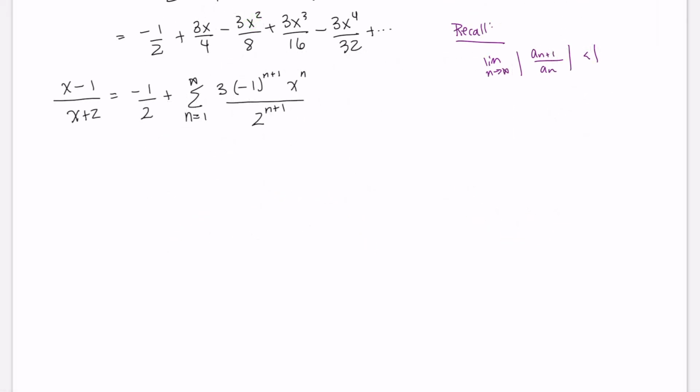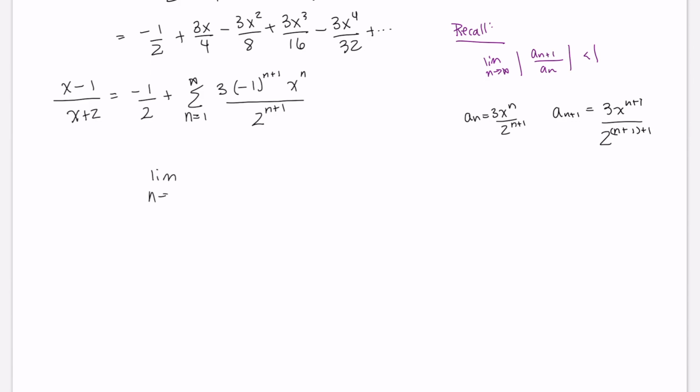Okay, so let's go ahead and look at this. My a sub n term is 3x to the n over 2 to the n plus 1. Oh, excuse me, I forgot the 3. And my n plus 1 term is 3x to the n plus 1 over 2 to the n plus 2 power, because I have n plus 1 plus 1. So that'll give me n plus 2.